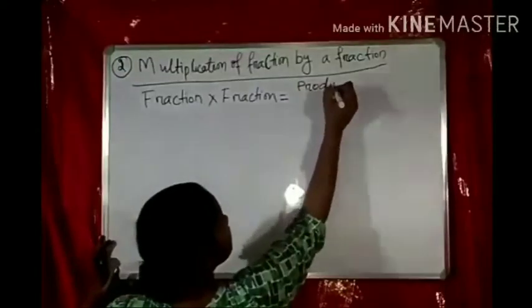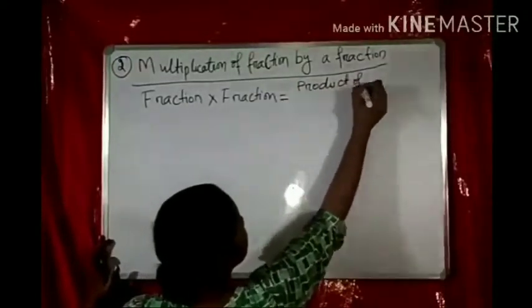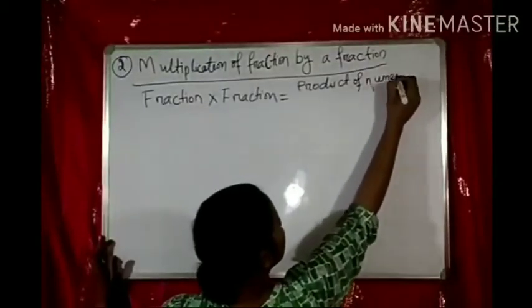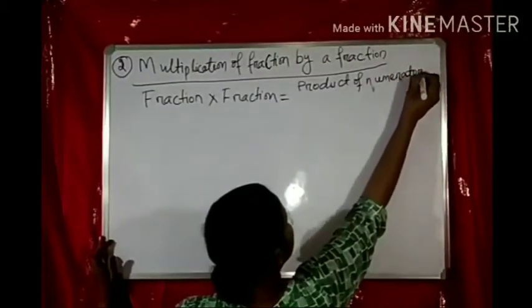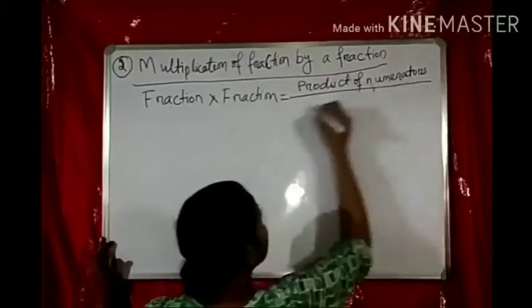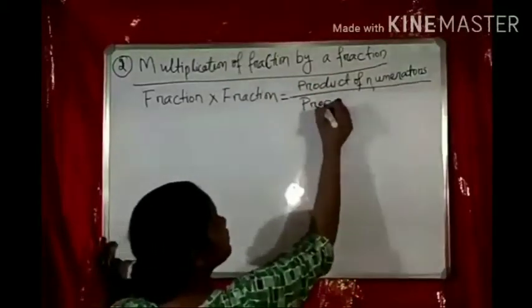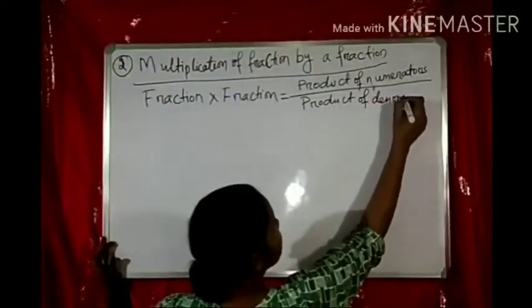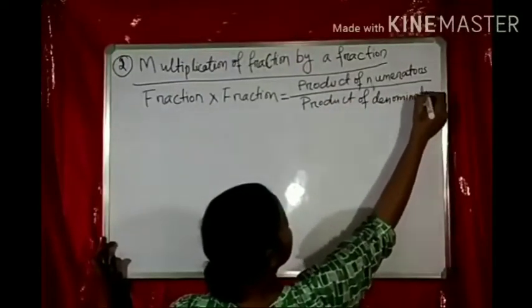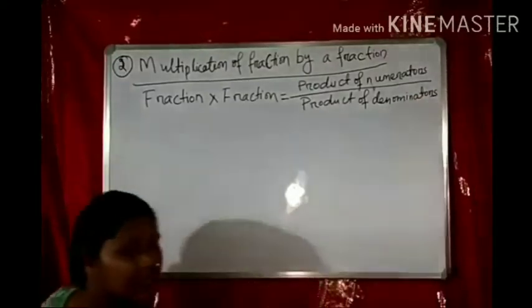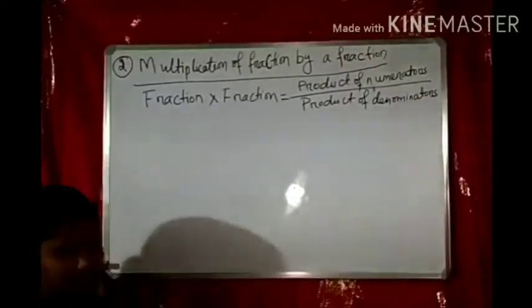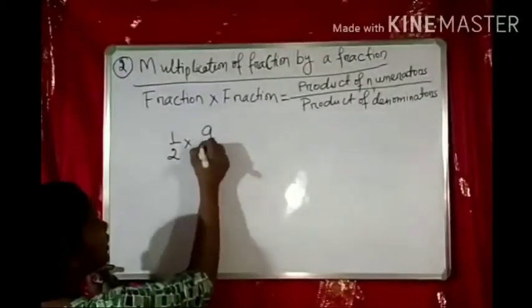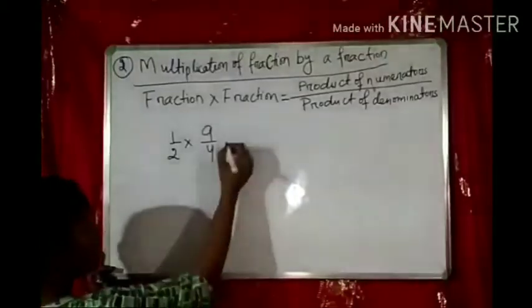product of numerators by product of denominators. Let's see one example. 1 by 2 into 9 by 4.